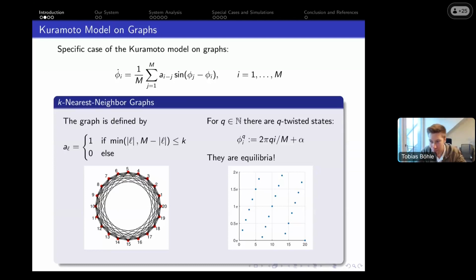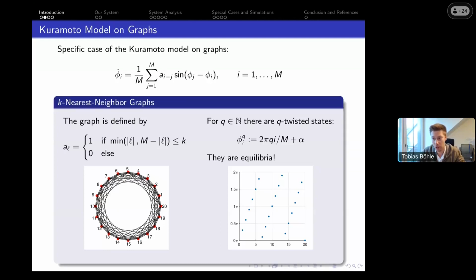Okay. But I didn't get the second part of the question. What is independent of k? I mean, you consider k nearest neighbor graphs, but in the formula of the Q twisted state, there's no k. K does not play any role. Oh yes, that's right. So for any k, these are equilibria. Yes. I see. Interesting. Thank you.